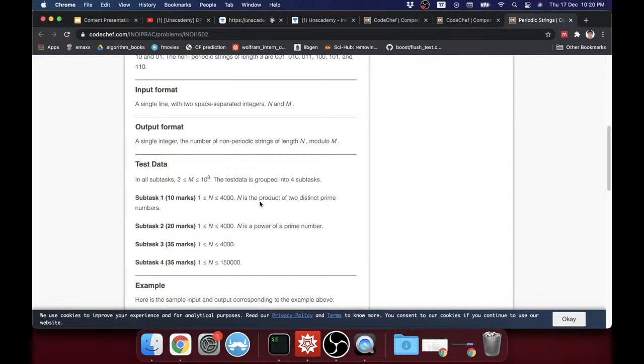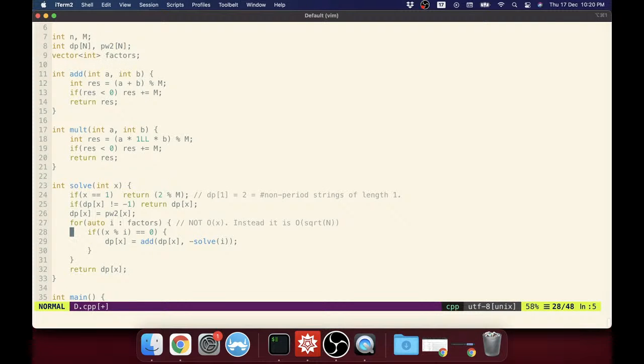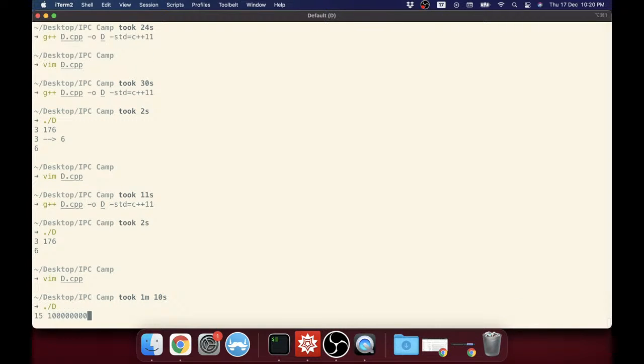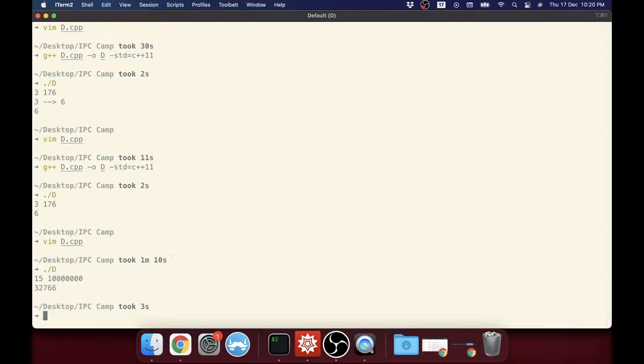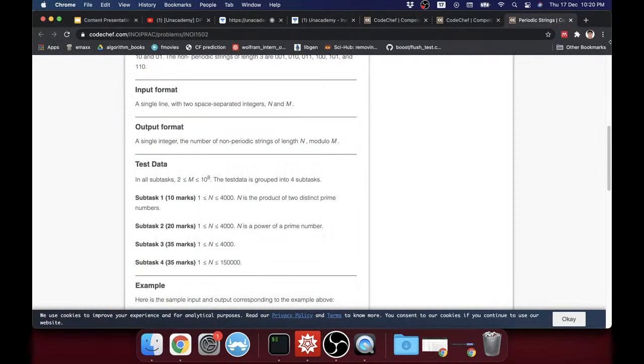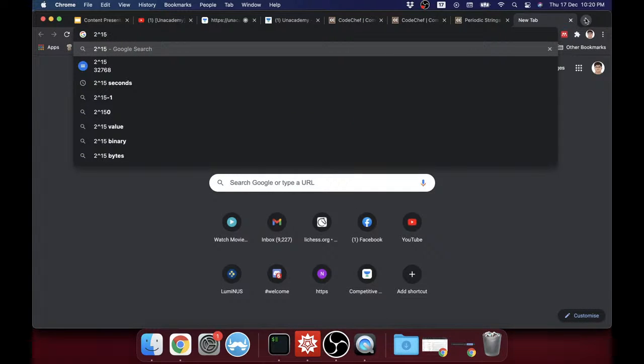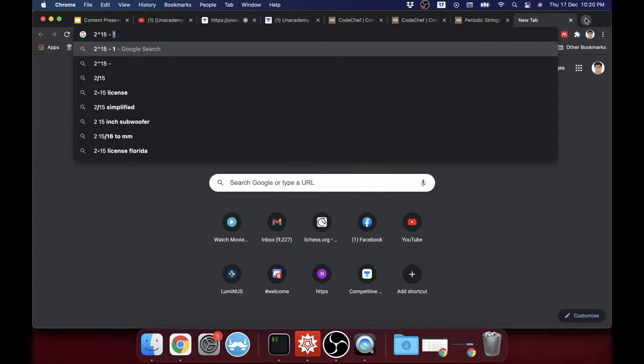Let's take an example. Let's take the example of 3 and 5, so 15. If we try for 15 with a very big mod, the answer comes out to be 32766. Okay, let's try. So the answer should be 2 to the power 15, minus the number of periodic strings. So these are all the strings. Now we subtract periodic strings.